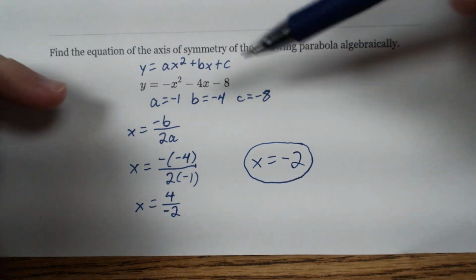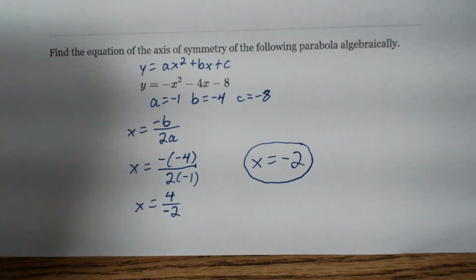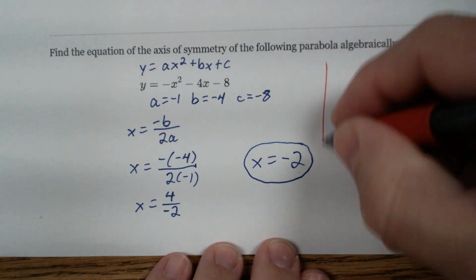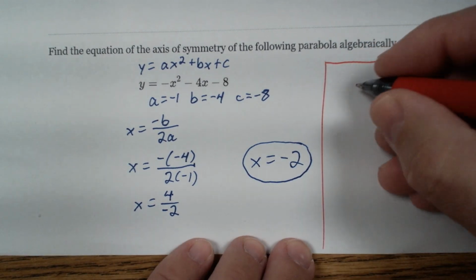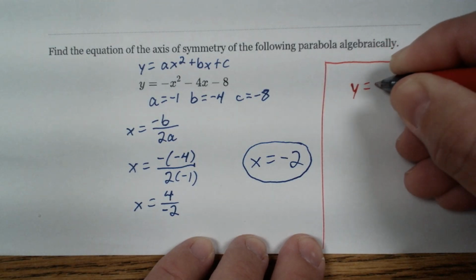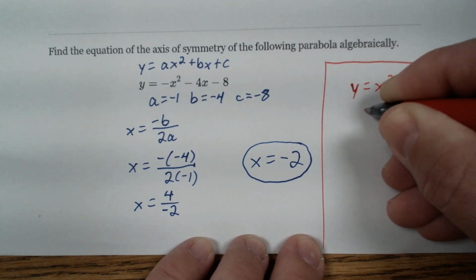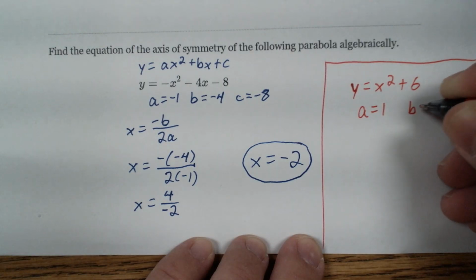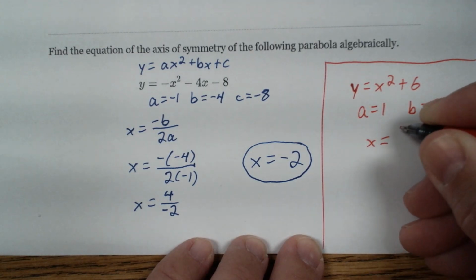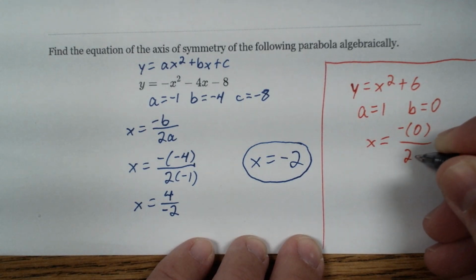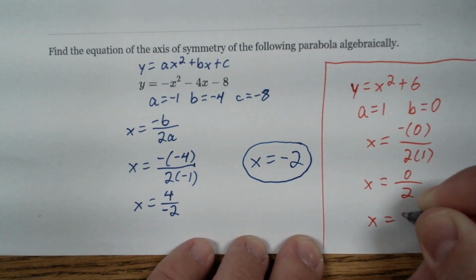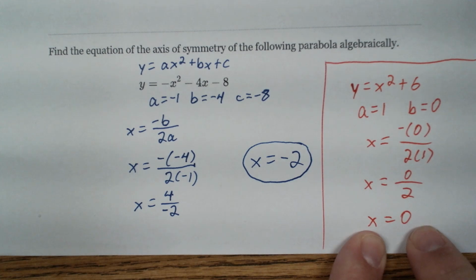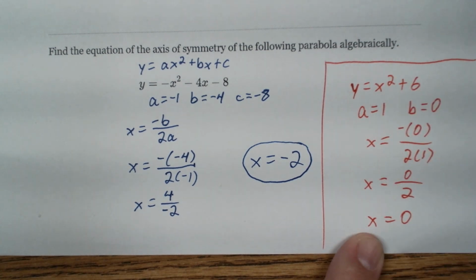The only thing I want to add here is, I'm going to show you a separate example to the side that wasn't part of this problem. If you had y equals x squared plus 6, the value for a would be 1 and the value for b would be 0. The result would be 0 divided by 2, which would just be 0. So I did want to point out that it is possible for you to have an axis of symmetry of 0 if there is no x term. All right, that wraps that one.